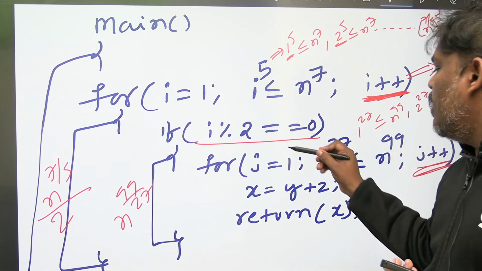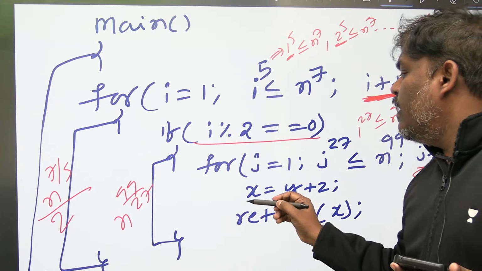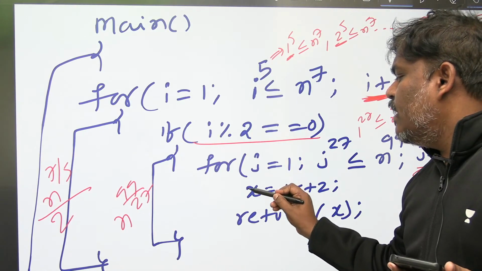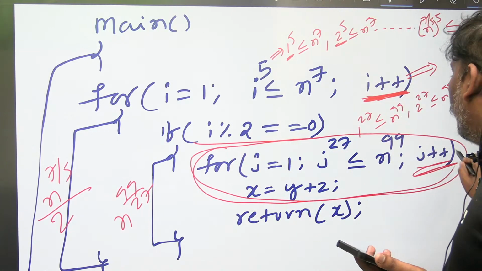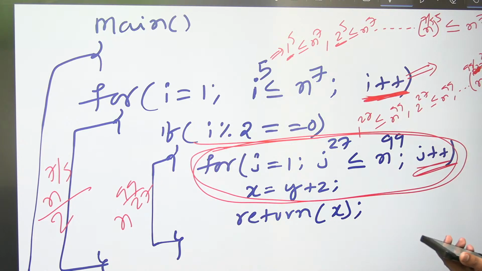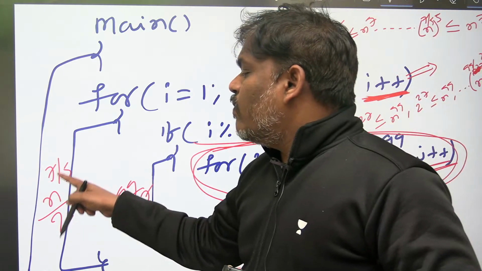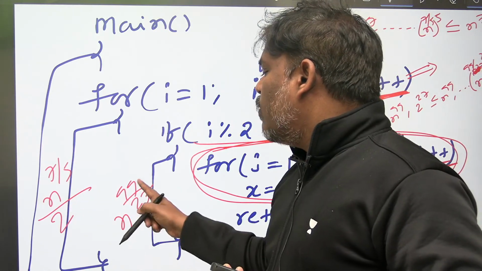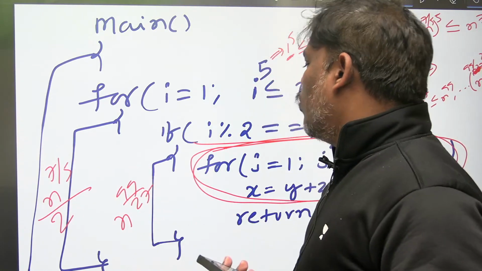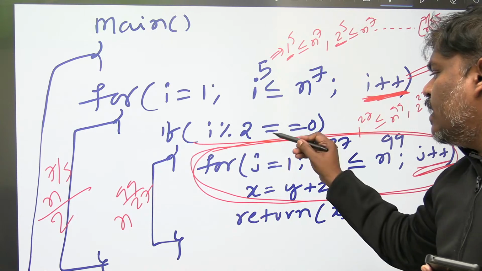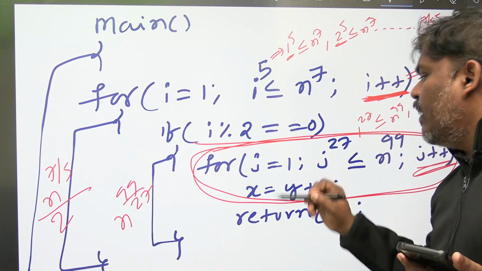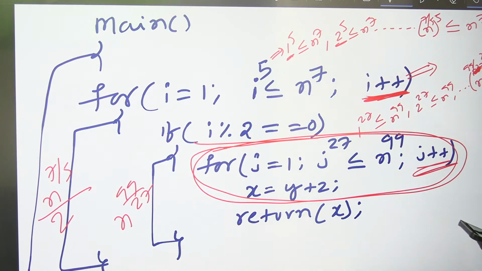So each time x is equal to y plus z. Remember, whenever no bracket is there, only one line belongs to this for loop. Please be careful. So listen everyone now, for each i value the j loop will repeat n power 99 by 27 times. The i loop is going on n power 7 by 5, the j loop is going on n power 99 by 27. Every time x is equal to y plus z is running.